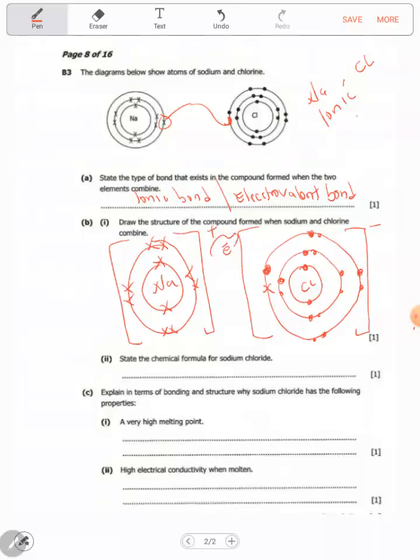State the chemical formula for sodium chloride. Chemical formula is NaCl. Good. Why? Because sodium is losing one electron and chlorine is accepting one electron. So when these two swap, you only have that.